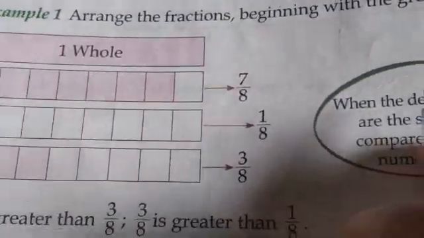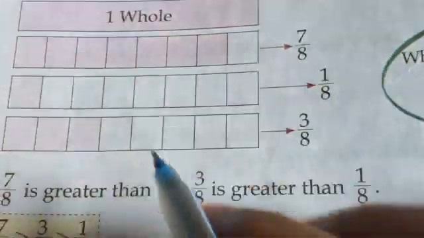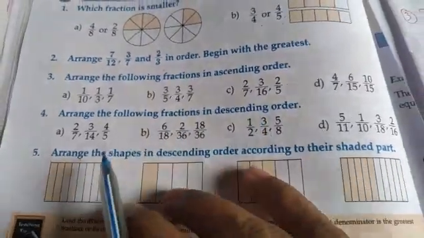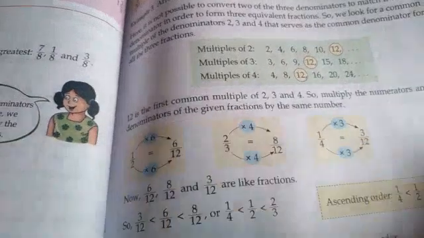In this way we can draw this diagram, or we can do it in the different ways I have taught you. Then, arrange the following fractions in descending order, as I have now taught you in this form and this form, as in my copy. You can do it like this also, there is no problem. You can do it in any method.